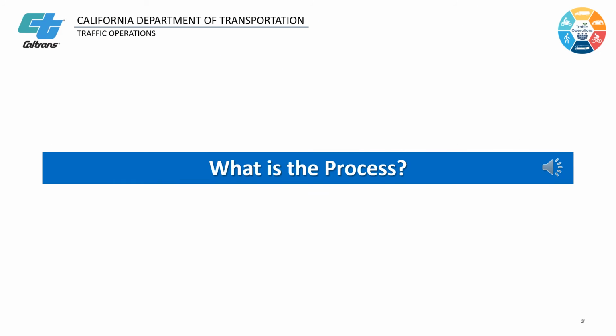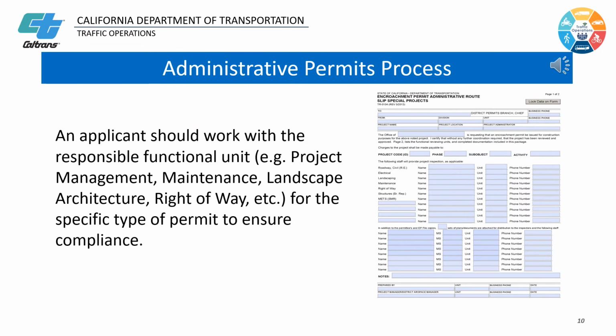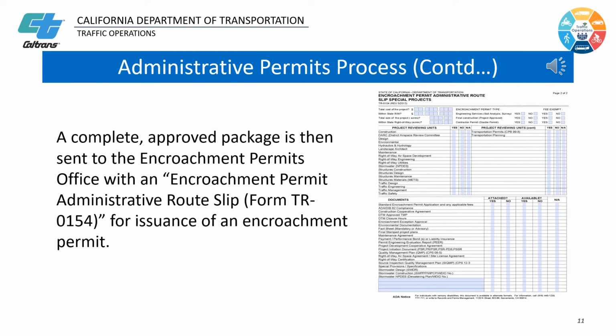We have gone through the different types of administrative encroachment permits. Now let's discuss the permitting process. An applicant should work with the responsible functional units such as project management, maintenance, landscape architecture, and right-of-way offices for the specific type of permit to ensure compliance. A complete, approved package is then sent to the encroachment permits office with an encroachment permit administrative route slip, Form TR0154, for issuance of an encroachment permit.